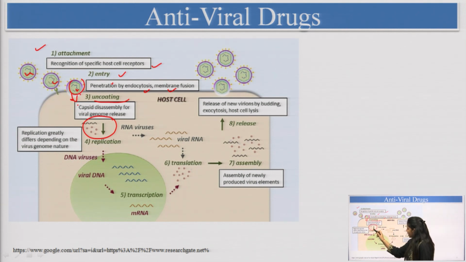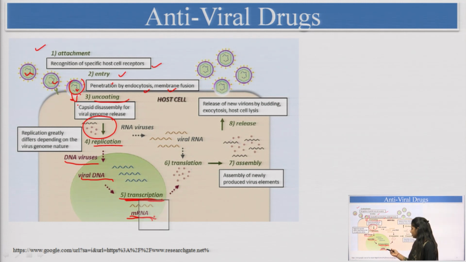After the uncoating, when the viral genome is released, there will be replication. In this replication, you can see there are some DNA viruses which release the viral DNA, and the viral DNA undergoes the transcription procedure. In the transcription, this DNA forms the mRNA, messenger RNA. This messenger RNA is essential for step number 6, translation, protein synthesis. So, this messenger RNA undergoes translation, and the formation of proteins will occur at this step.